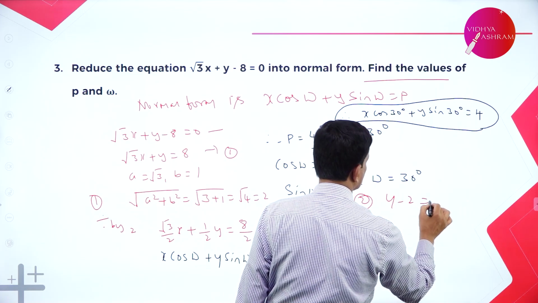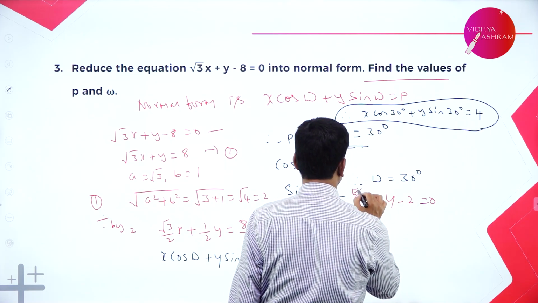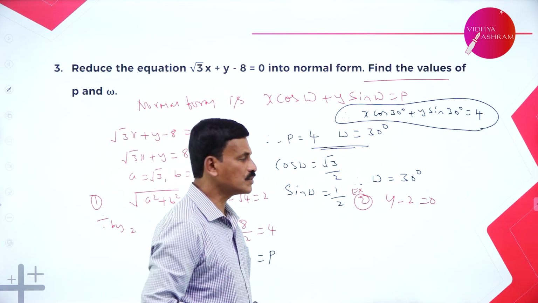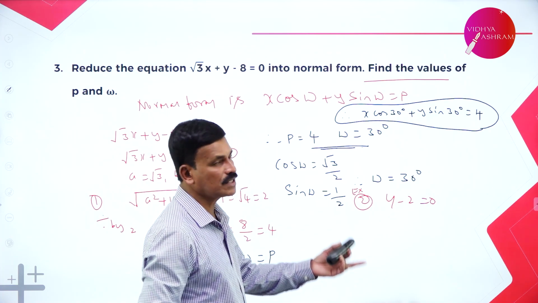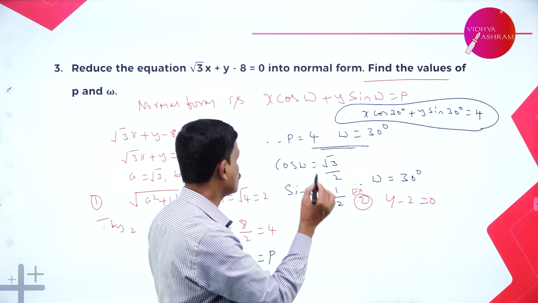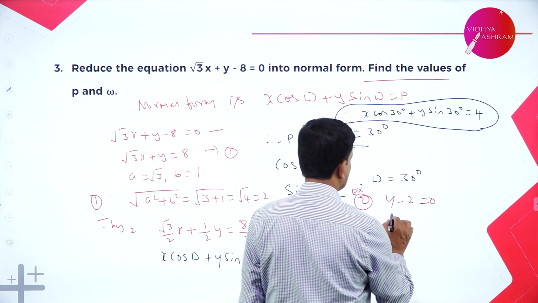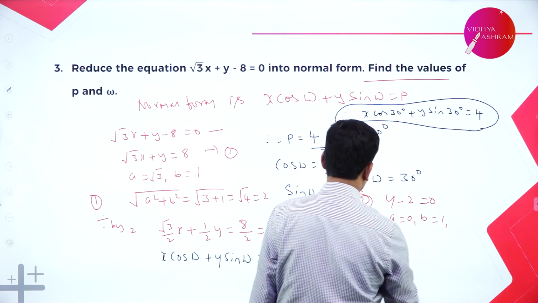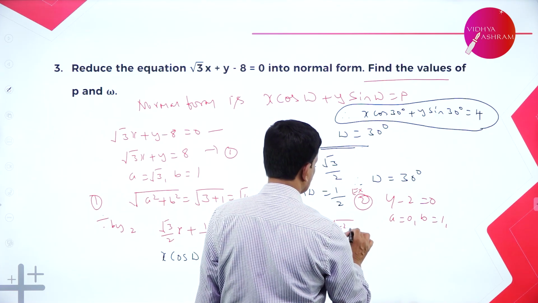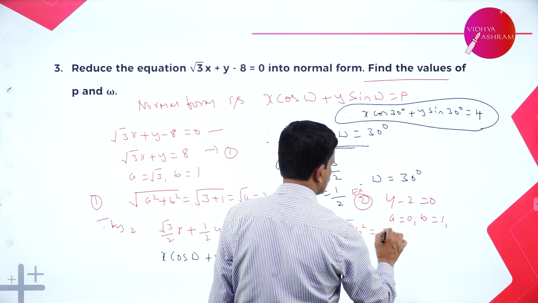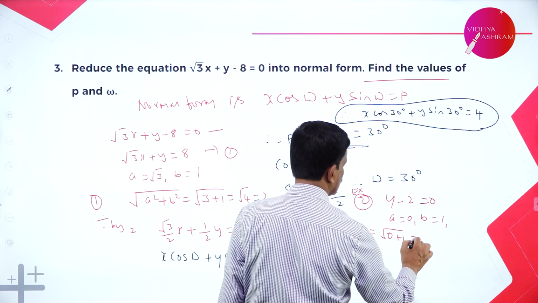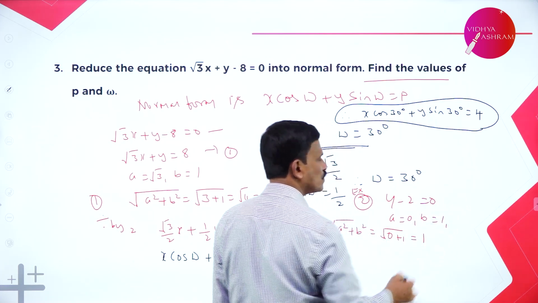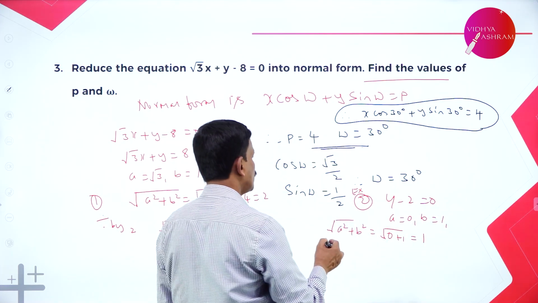Example number 2: y minus 2 is equal to 0. Now, how to convert this y minus 2 is equal to 0 into the normal form? So, what is the value of a? a is equal to 0, b is equal to 1. So, get the value of root of a square plus b square. Root of a square plus b square is 0 plus 1, equal to 1. Divide this equation by 1.